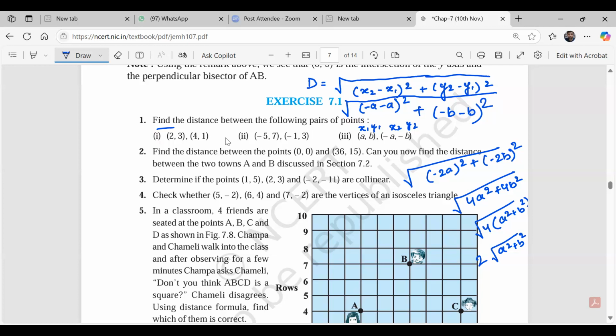Every time we are going to use the same distance formula in this whole exercise. Let's see different types of questions.